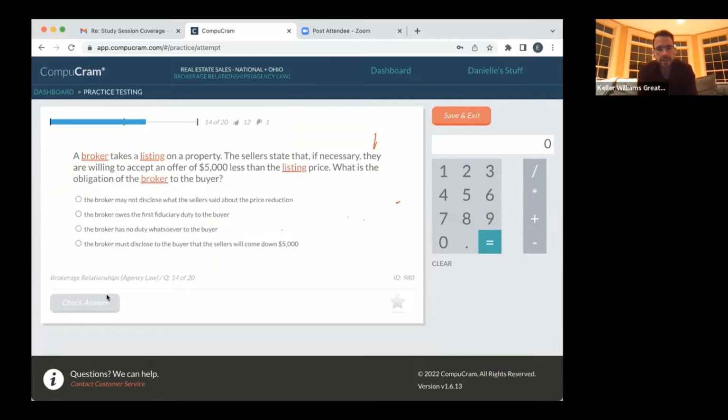Next question, a buyer takes a listing on a property. The sellers state that, if necessary, they are willing to accept an offer of $5,000 less than the listing price. What is the obligation of the broker to the buyer? A, the broker may disclose what the seller said about the price reduction. B, the broker owes their first fiduciary duty to the buyer. C, the broker has no duty whatsoever to the buyer. Or D, the broker must disclose to the buyer that the sellers will come down $5,000.